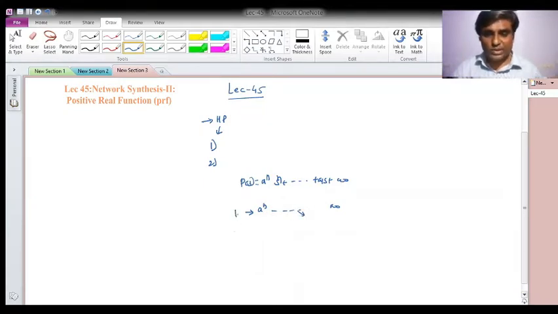The next property we said is that if the polynomial is Hurwitz, then both the even and odd parts must have roots on the j omega axis only. And if P of s is either even or odd, then its roots, as we said, lie on the imaginary axis.